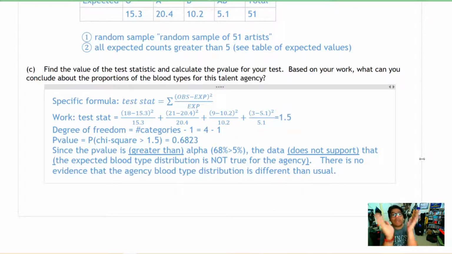So again, let's read through this one more time because I know it's confusing. The data does not support that the expected blood type distribution is not true, which means there's no evidence that the agency blood type distribution is different than usual. So hopefully you can get through that logic. I know it's kind of difficult with all the double negatives, but you really got to fight through that.